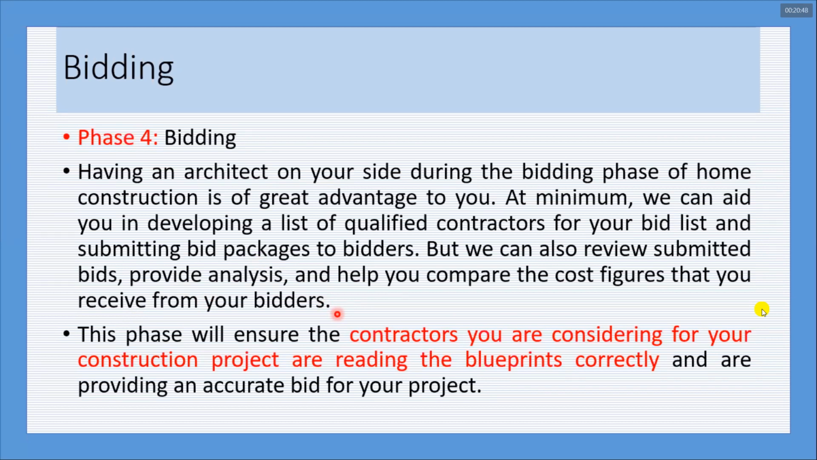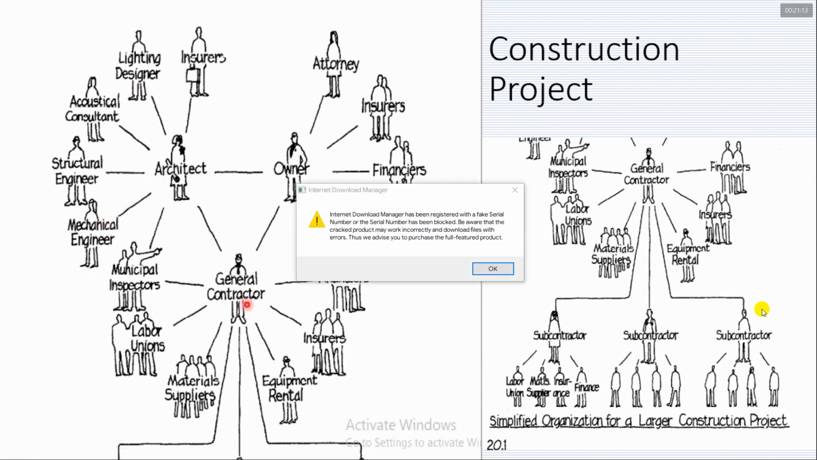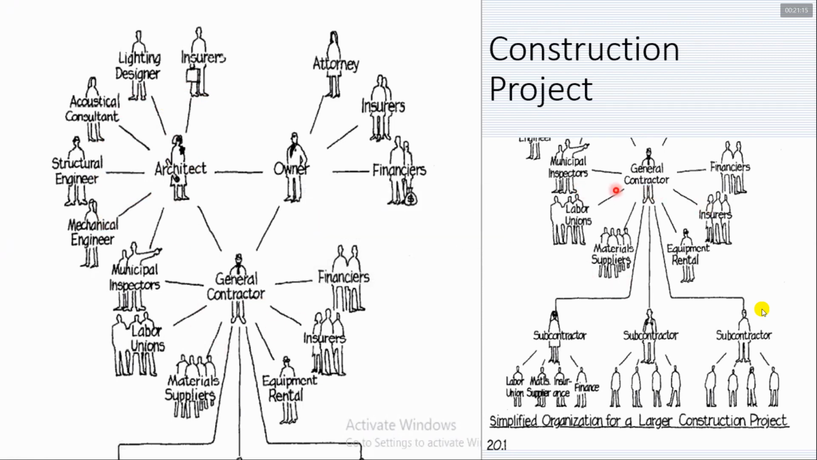This phase will ensure that contractors who are being considered for your construction project are reading your blueprints correctly and are providing an accurate bid for your project. So initially, the architect is the main coordinator who is coordinating with different consultants like acoustical, mechanical, municipal, structural, lighting consultants, along with the owner and later on your contractor. He is coordinating with the subcontractors, material suppliers, financiers, insurance, and your labor as well.